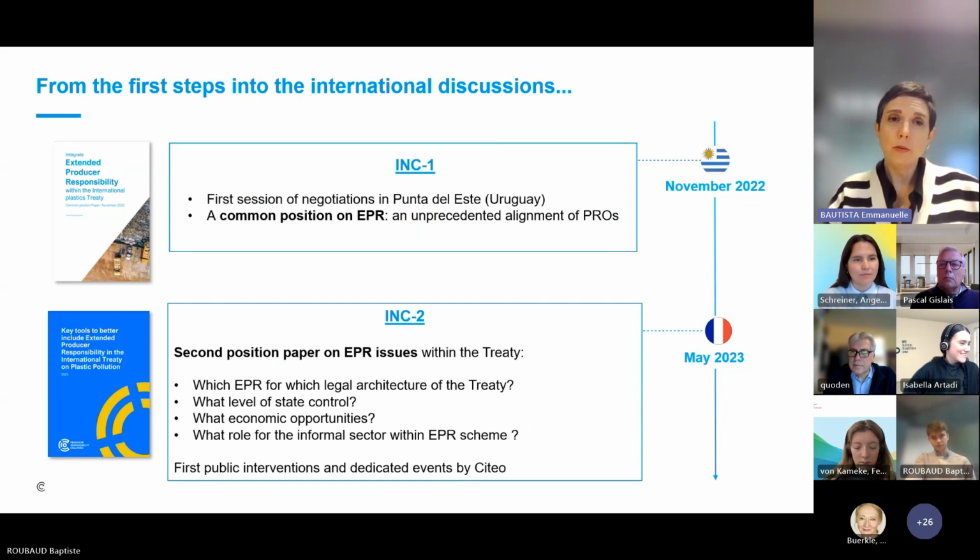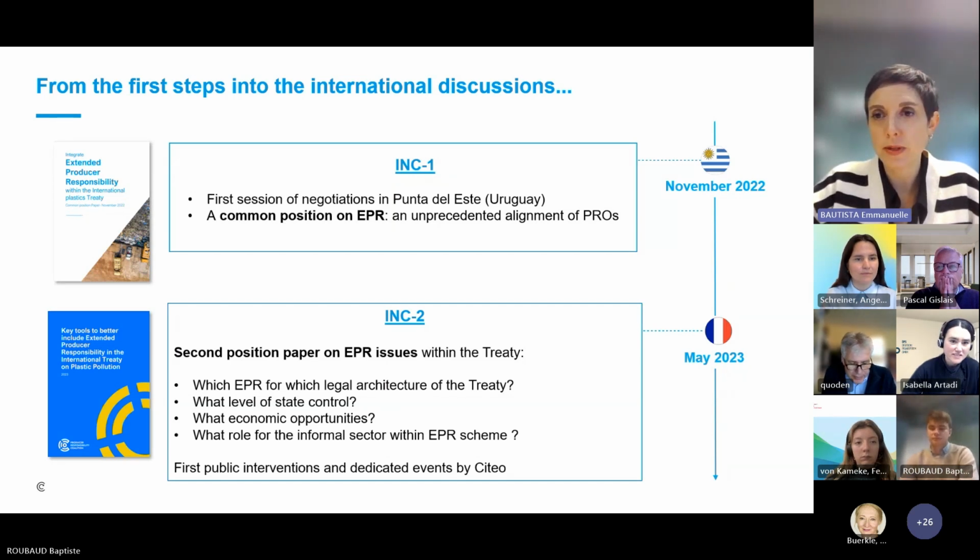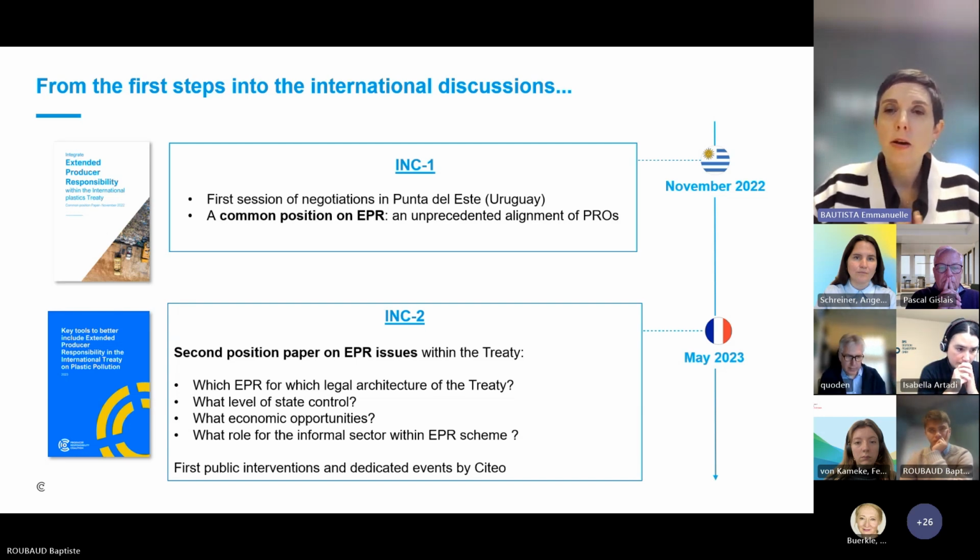So our action has begun from the first INC round, which took place in November 2022 in Uruguay, and it was the occasion to have the first position paper of the coalition on EPR. We then extended this position paper for INC2, which took place in Paris in 2023, with a more detailed position and also with a legal approach.